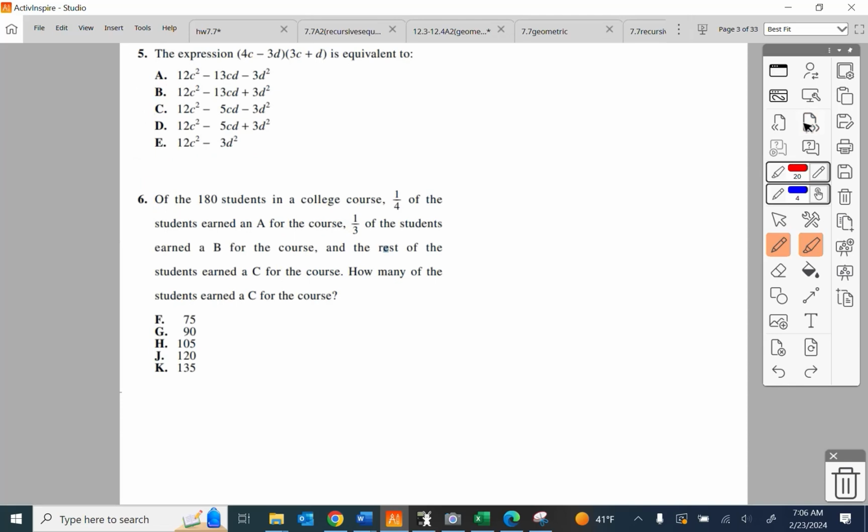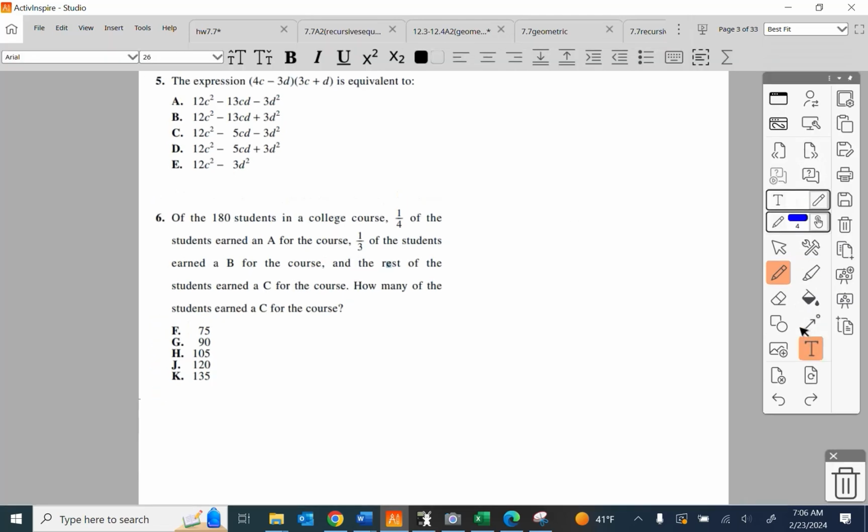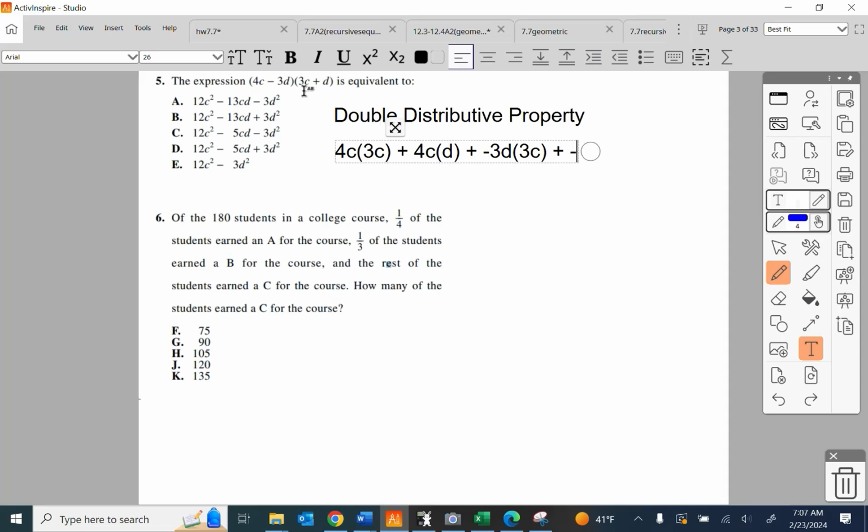All right, the expression 4c minus 3d times 3c plus d is equivalent to, this is what we call the double distributive property. It's not a hard question. We're going to think about 4c times 3c plus 4c times d plus a negative 3d times 3c plus a negative 3d times d. And then we're just going to do like terms here. There's a 12c to the second. There's plus 4cd minus 9cd or dc, whatever you want, they're the same thing. And then minus 3d to the second. So I'm looking for positive 12 and a negative 3. It's going to be either A or what? C. 4 minus 9 is C.